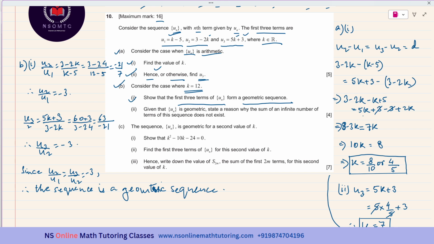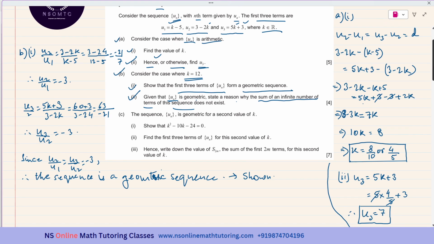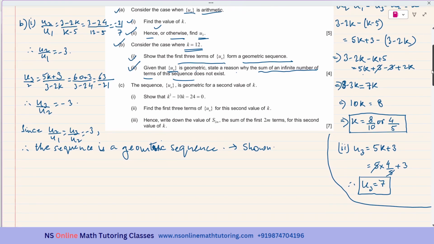Okay, fine. So this is shown. Part i: given that the sequence of un terms is geometric, state a reason why the sum of an infinite number of terms of this sequence does not exist. Okay, so this is part i.